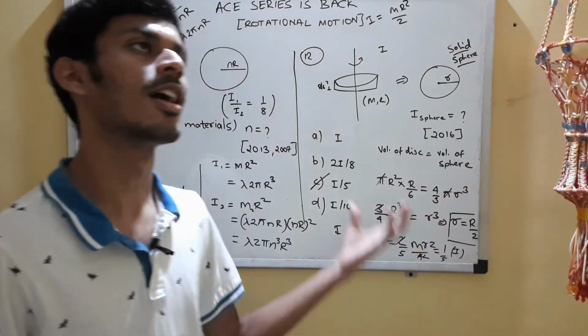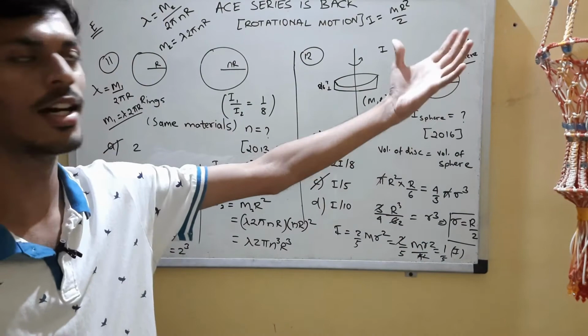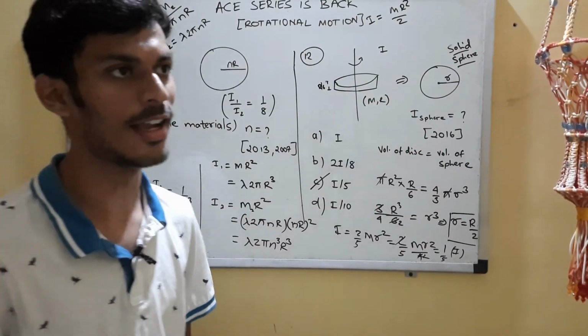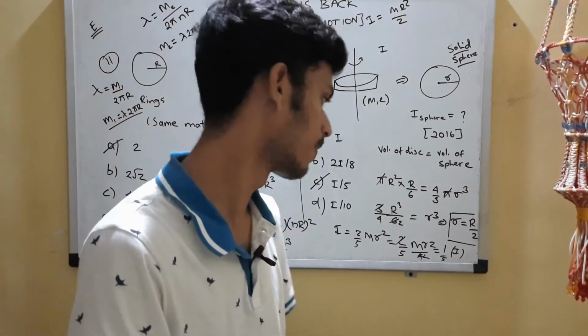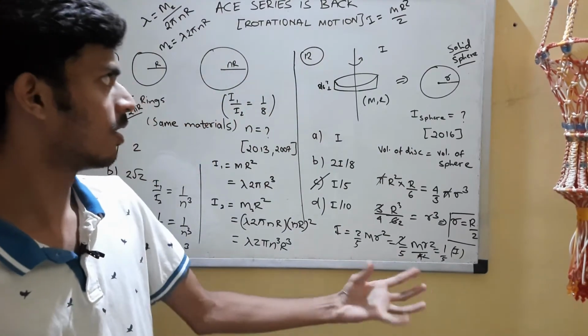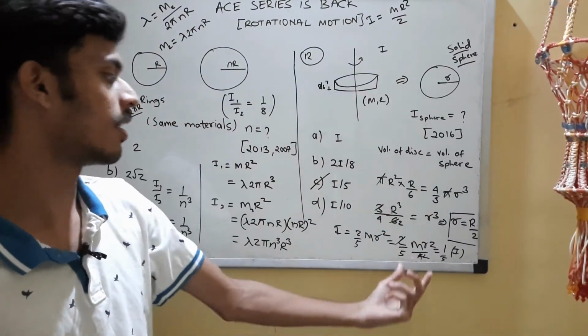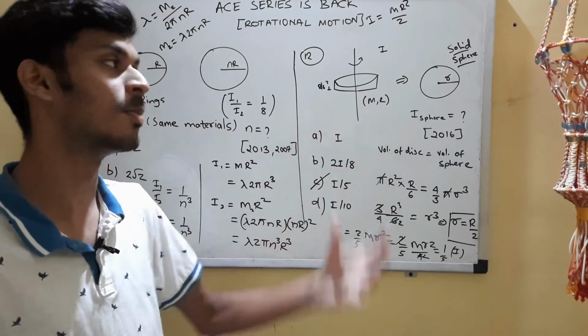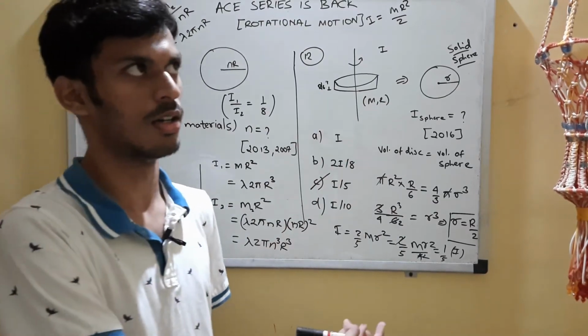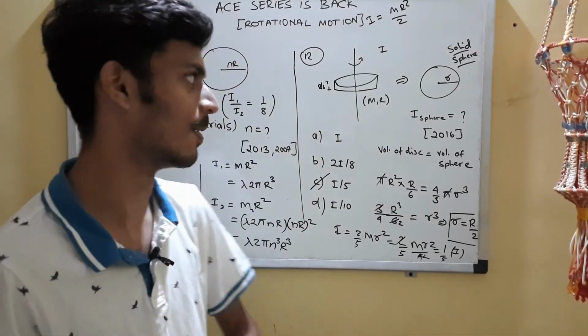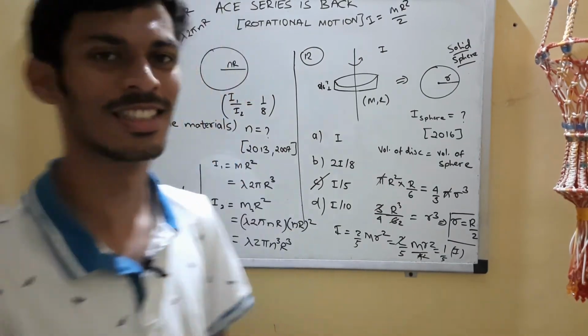So basically, conserve the volume and find the radius of the sphere. The radius will help us find the moment of inertia of the sphere. Finally, do some arrangement so that you can compare the moment of inertia of the sphere with the moment of inertia of the disk. That is what we did. Let's move to the next question now.